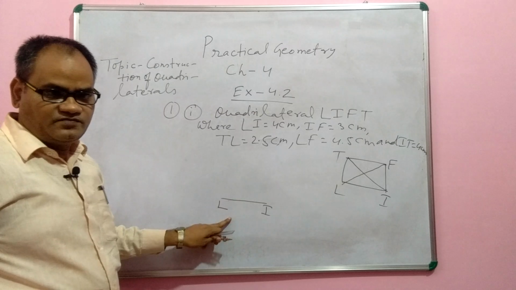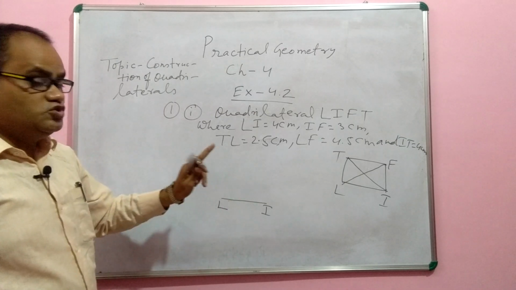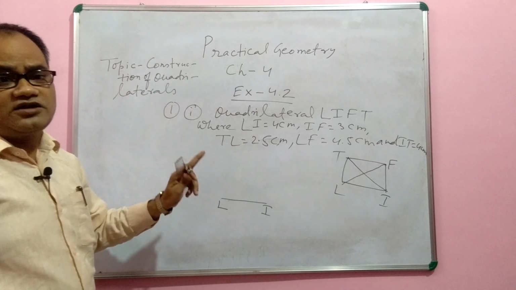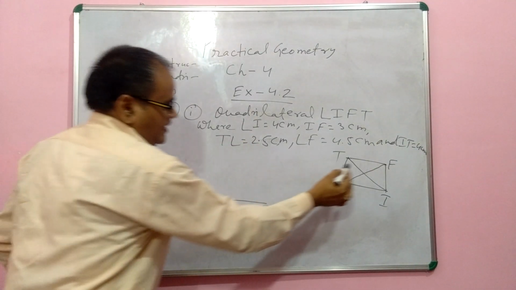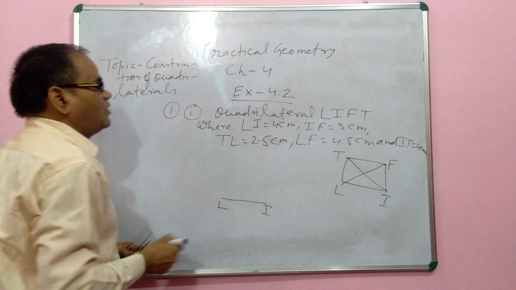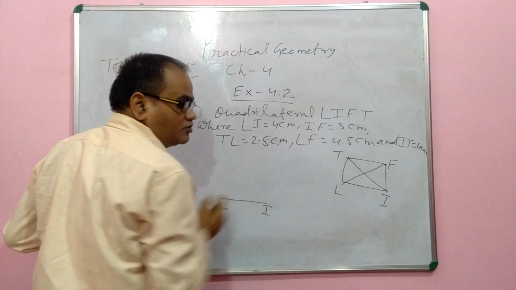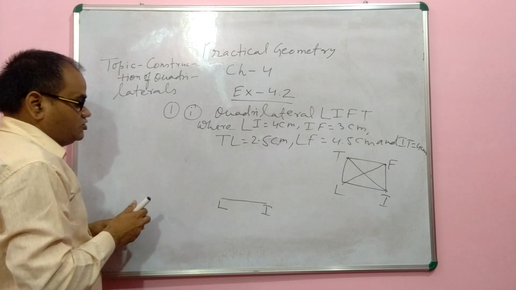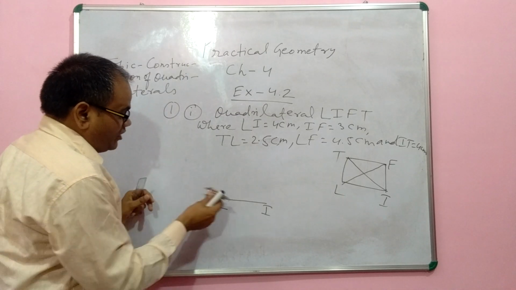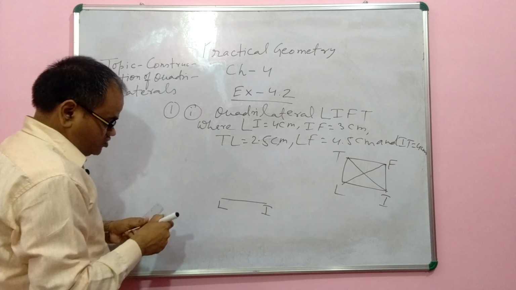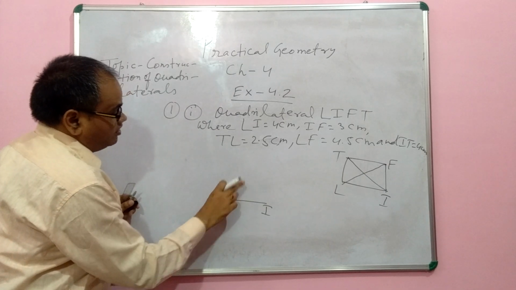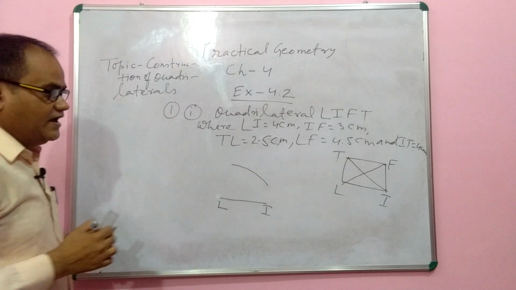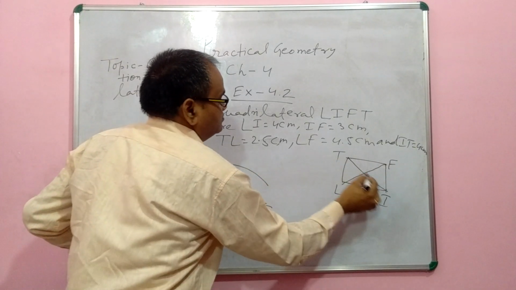After taking the base, you have to draw the arcs of the diagonals. What are the arcs here? LF and IT. What is the length of LF? LF equal to 4.5 centimeter. So with the help of ruler and compass, you just keep your compass at point L and draw an arc of LF. This is your arc of LF.